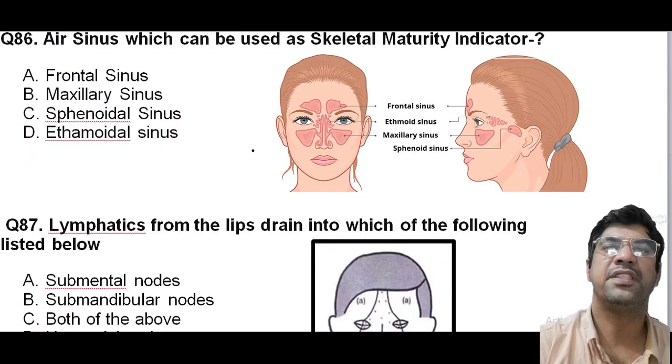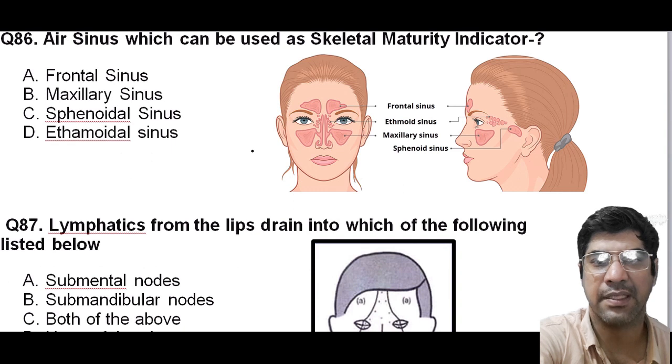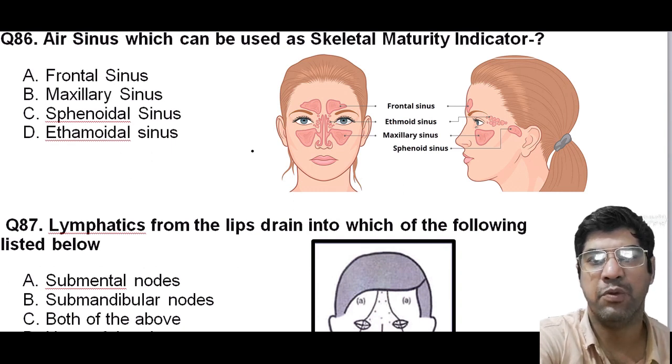The air sinuses which can be used as skeletal maturity index are the frontal sinus. So the frontal sinus can be used as a skeletal maturity index.